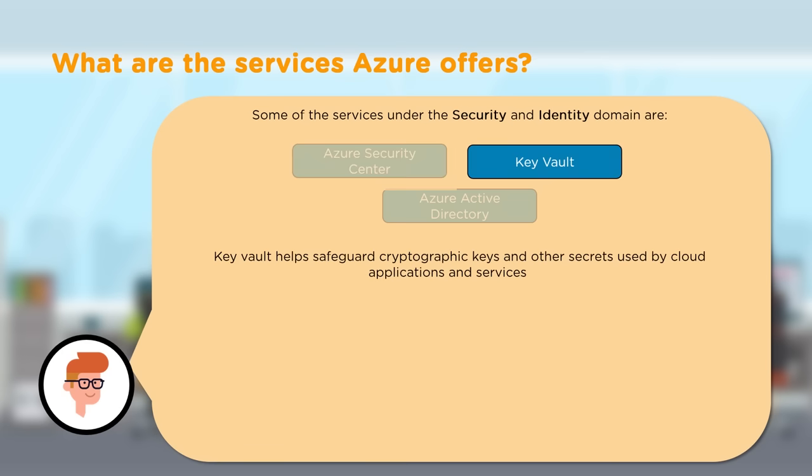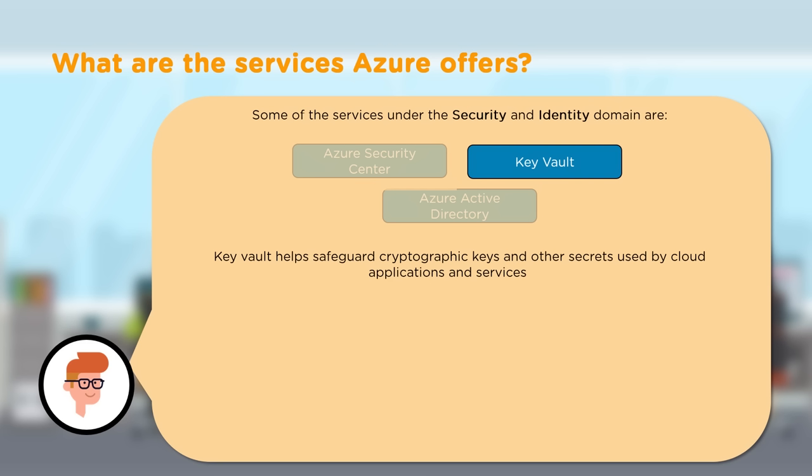The next service in security and identity would be Key Vault. Now, a Key Vault is a service or a feature that helps safeguard the cryptographic keys and any other secrets used by the cloud applications and the services. In other words, this Azure Key Vault is a tool for securely storing and accessing the secrets of the environment, the secret keys. Now, a secret is anything that you really want to have very tight access control on, like the certificates, like the passwords, stuff like that.